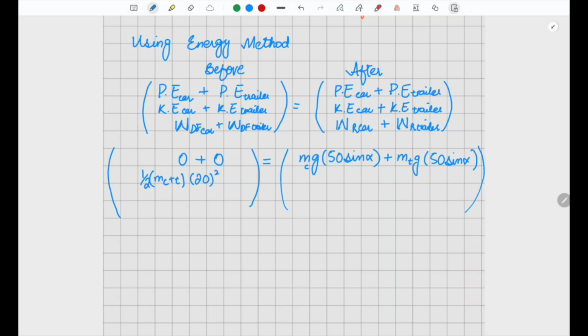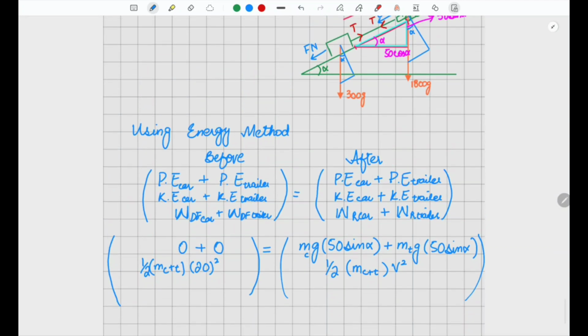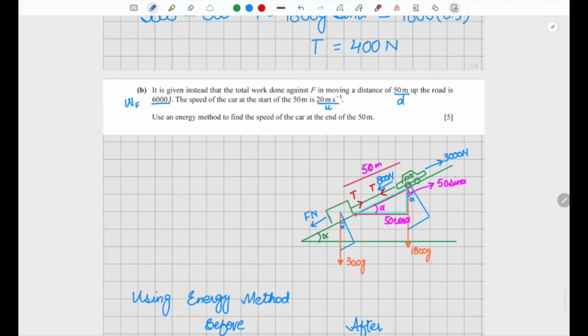Okay, you can add both the masses, it will be equal to half. The kinetic energy afterwards would also be the same for both because they are both attached to the tow bar. So car plus trailer, times v squared. So v is what we need to find.